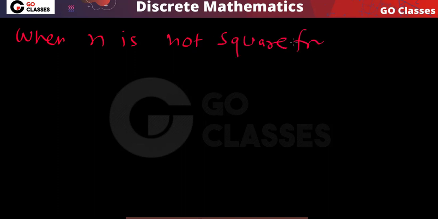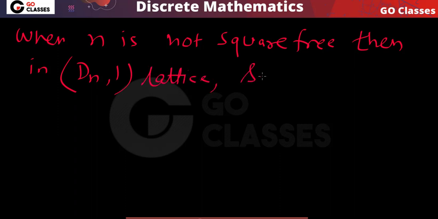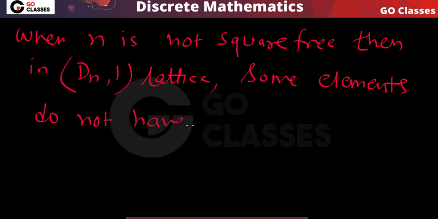When n is not square free, then what will happen? When n is not square free, then in D_n with divisibility, in this lattice, some elements do not have a complement. Which elements do not have a complement? Let's find it out. With an example you can just check it out.